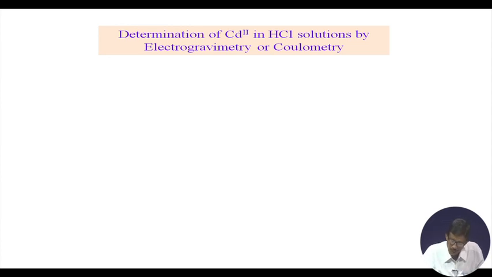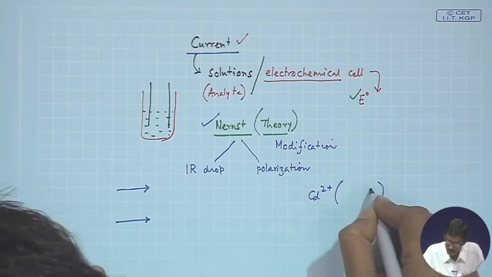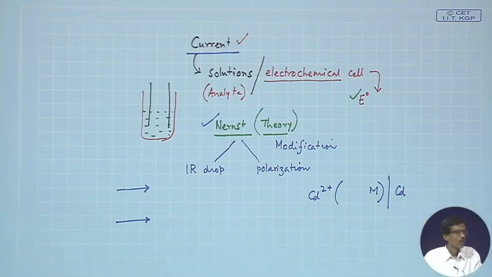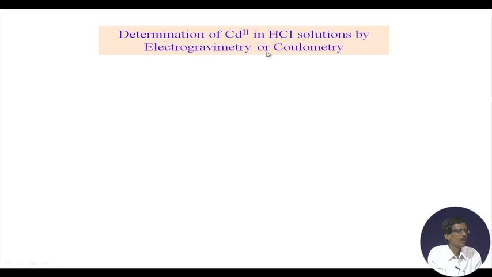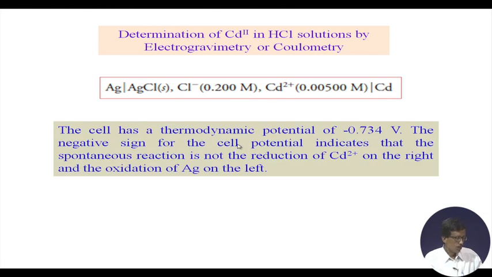So, what should be the corresponding cell arrangement? That means we have to use this for the reduction of cadmium 2 plus, which has some concentration, and a cadmium wire or cadmium plate can be your electrode. So, for this particular determination we have a cell. On the right hand side, the cadmium 2 plus is getting reduced to cadmium metal, at a certain concentration of that cadmium solution, and on the left hand you have the corresponding reference electrode, which is based on the silver chloride electrode having a chloride concentration of 0.2 molar. This particular cell has a thermodynamic potential which we can calculate as minus 0.73 volt.